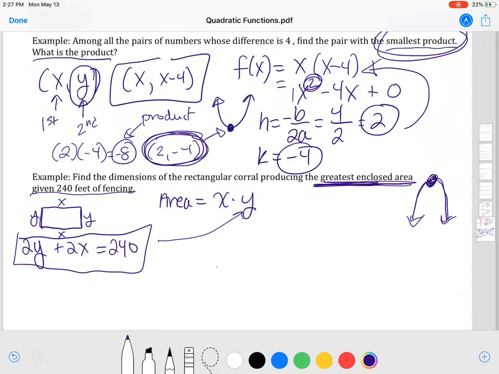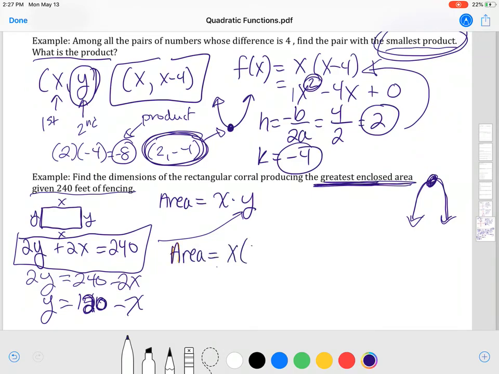So when I solve this equation for y, that's my perimeter, I have 2y is equal to 240 minus 2x. Then I'm going to divide everything by 2, so that gives me 120 minus x. So y is equal to 120 minus x. So I'm going to replace that y in my area equation with 120 minus x. And now when I multiply through to see what my equation looks like in general form, I get 120x minus x squared. And then I can put it in descending order and rearrange it so that I have my x squared in front. And I get negative x squared plus 120x.